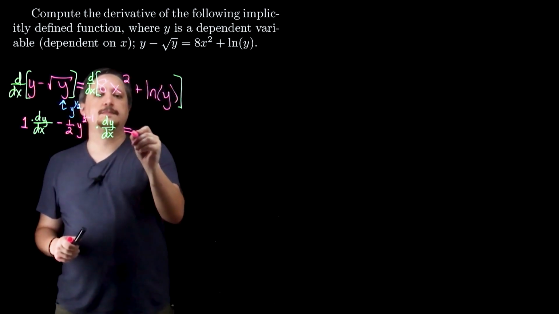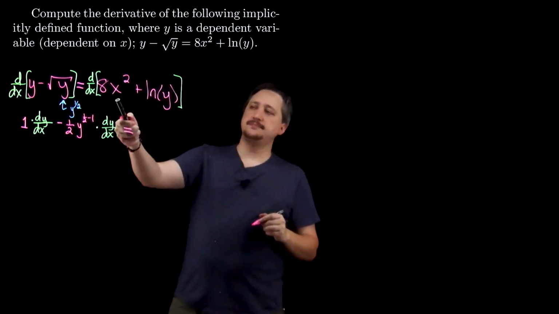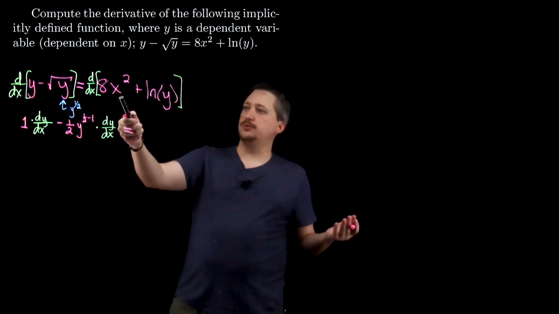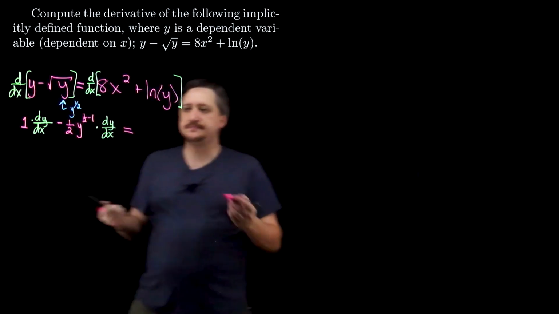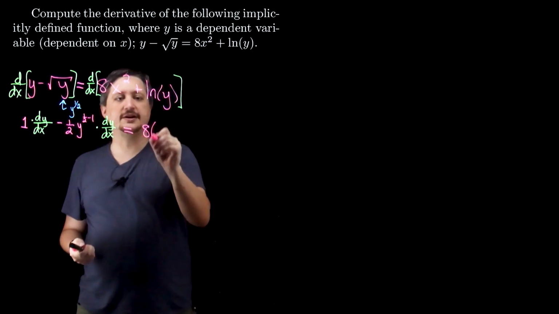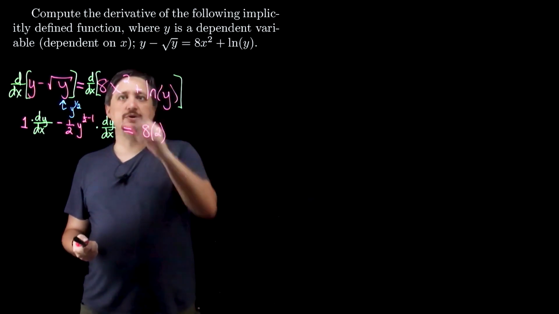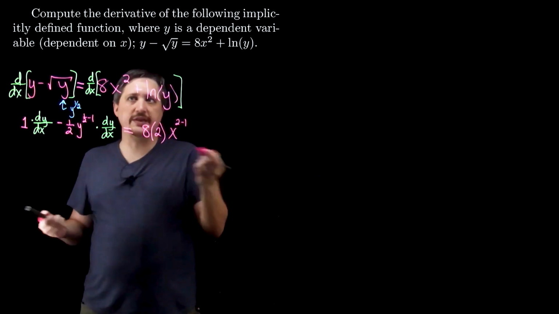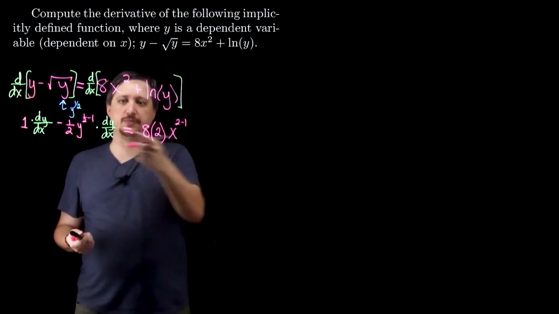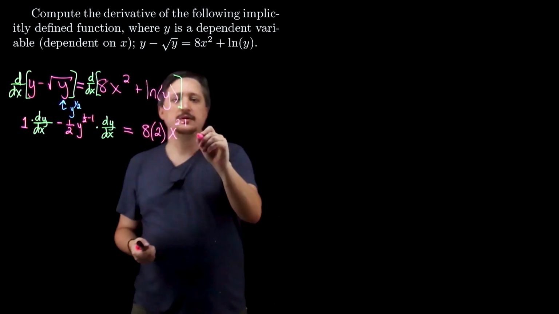That equals, and here this is just a nice normal piece, x. So I take the derivative of 8x squared. That's going to get me 8 times 2, bring down the 2, x to the 2 minus 1. And because they match, I don't need to multiply by dy/dx or anything.